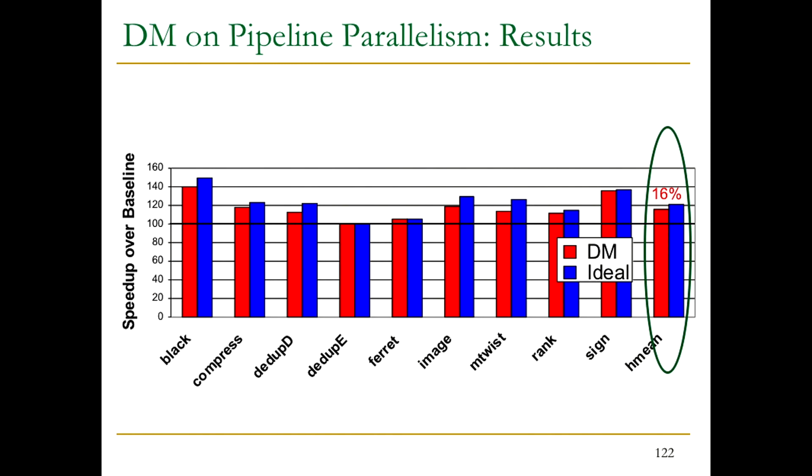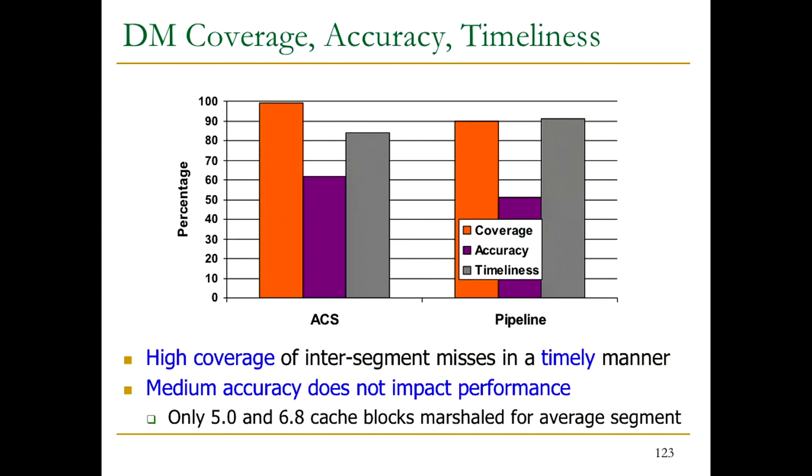So in some cases, of course, the data that you need to marshal is a lot. As a result, you need a large marshal buffer. If your large marshal buffer is not large enough, you don't gain the ideal performance. You don't get close to the ideal performance. So there's analysis in the paper that shows that you actually get high coverage of these misses. Coverage of the misses means what fraction of these inter-segment misses you can actually capture.